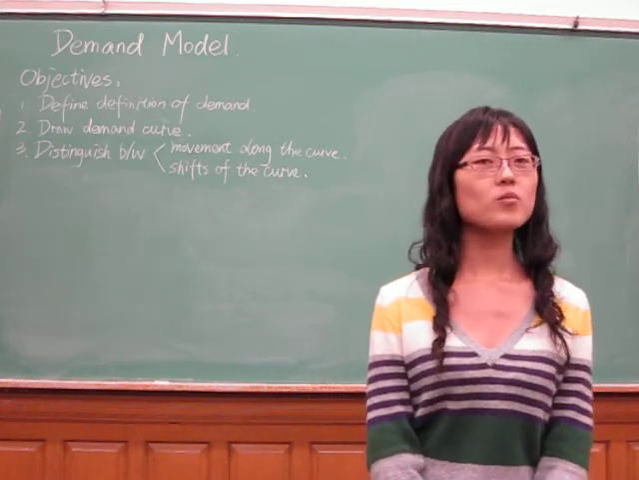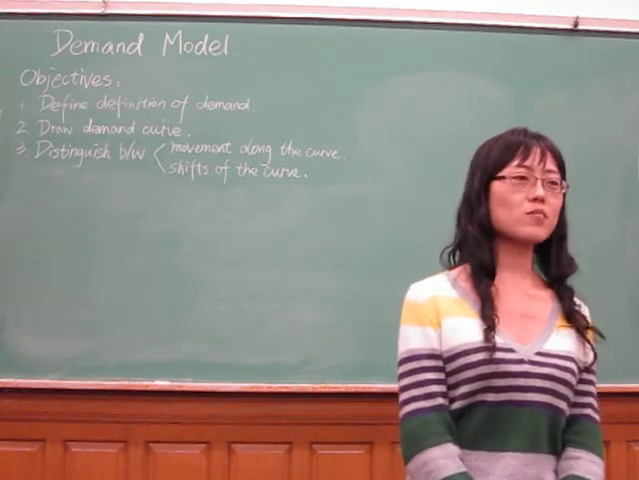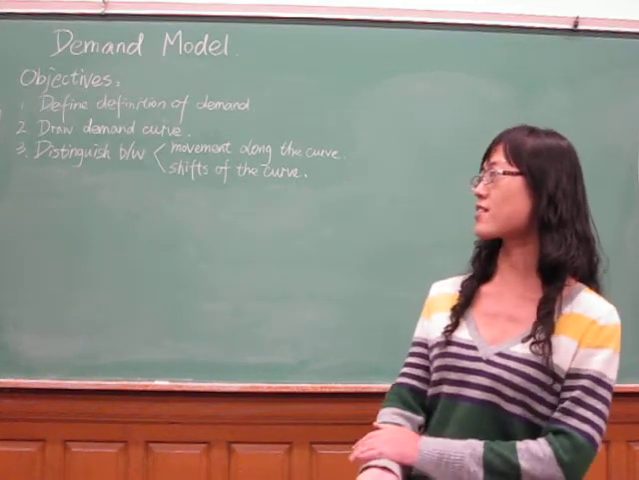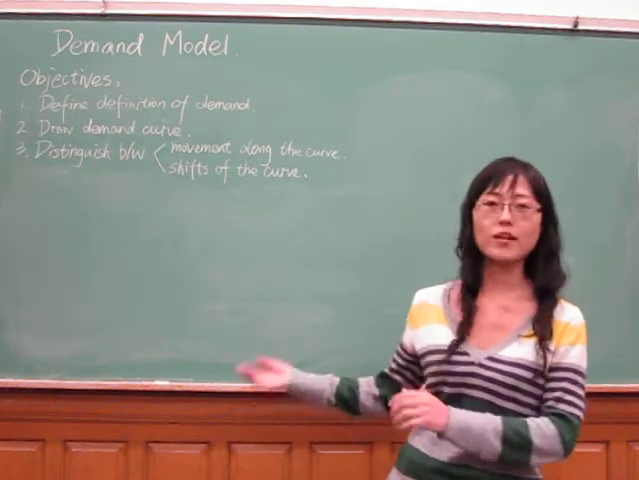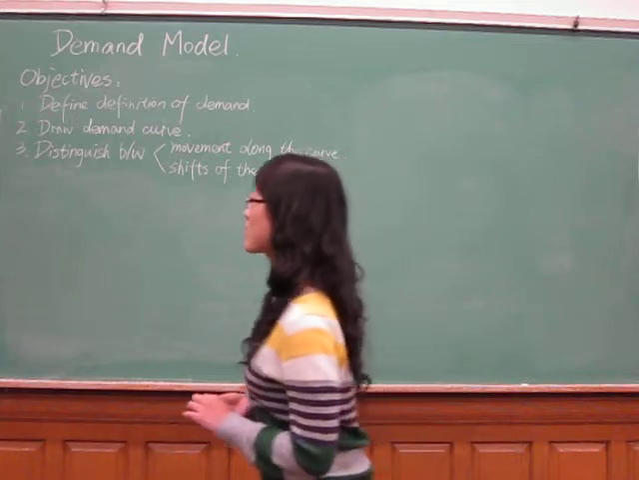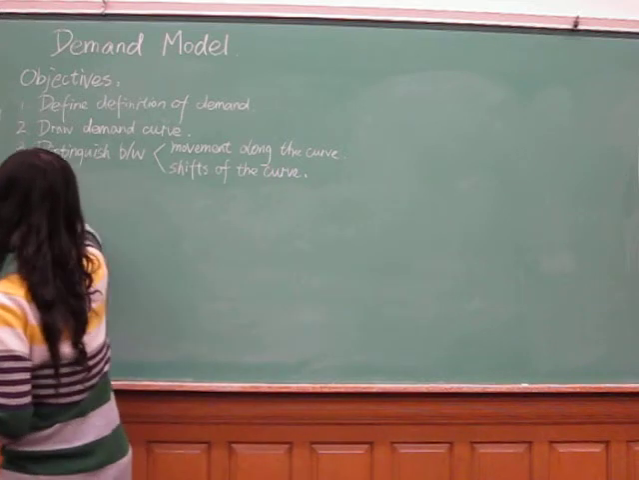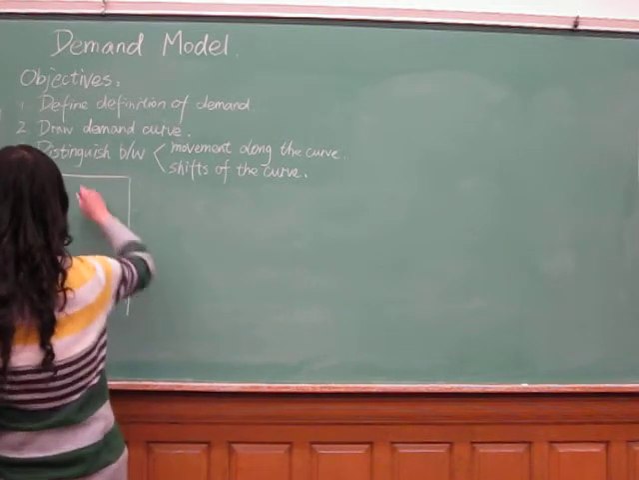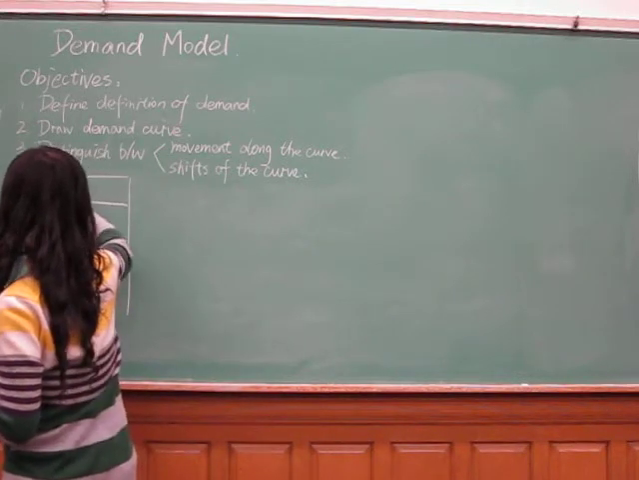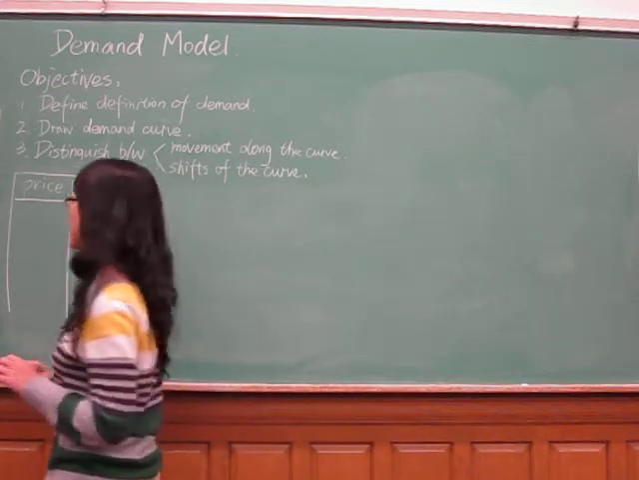You desire something, you want something, and you're willing to pay for it. How much are you going to pay for it? What price are you willing to pay? Different people have different prices. Let's talk about it with an example. Suppose there's a person A who wants to buy coffee, and at different prices he will buy different quantities. Let's make a table. There are two columns: the left column is the price and the right column is the quantity demanded.